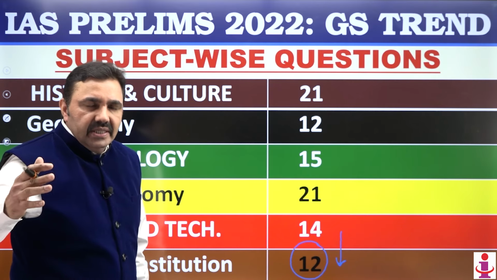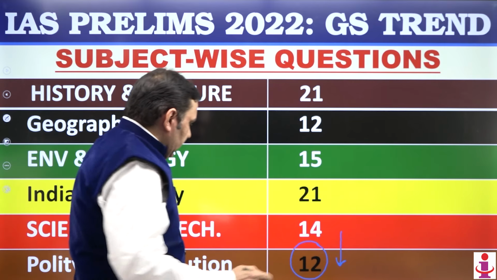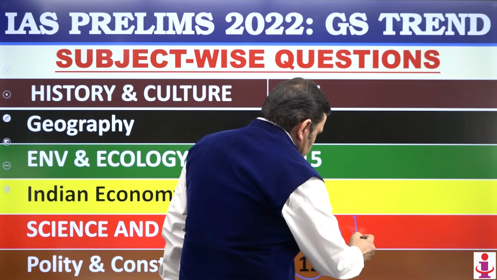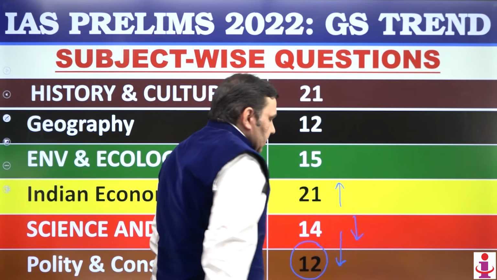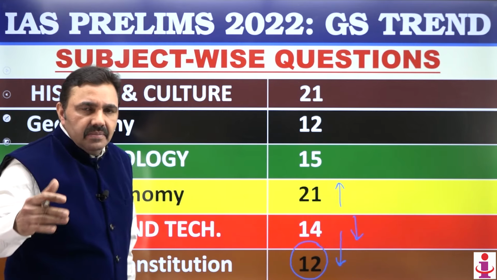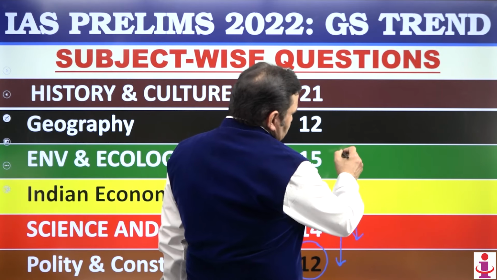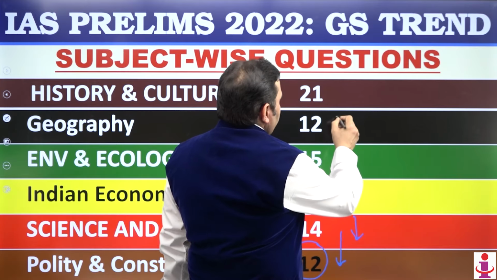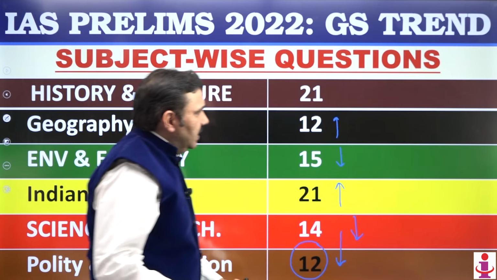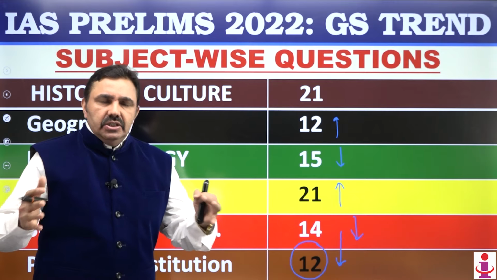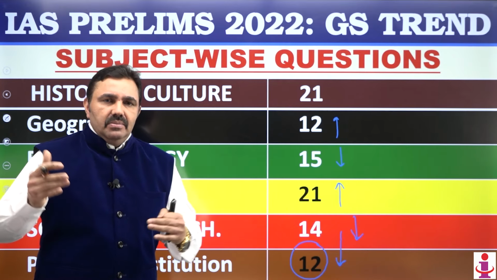Last time polity was around 18-19 questions. Science and tech went down, but economy increased. Economy was around 15, 16 last time, but this time it was around 21 questions. Environment and ecology, almost the same, but a little less. Geography went up a bit. Geography last time was around 8, 9 questions, this time a little more.